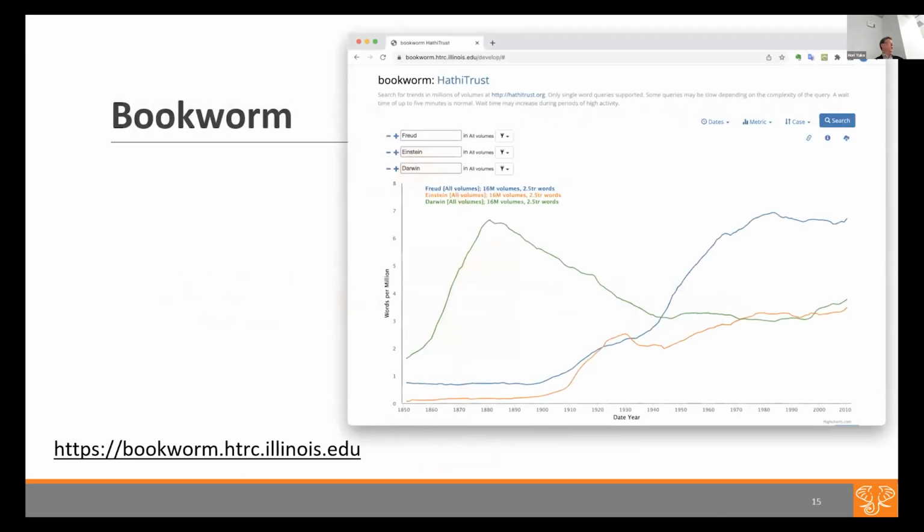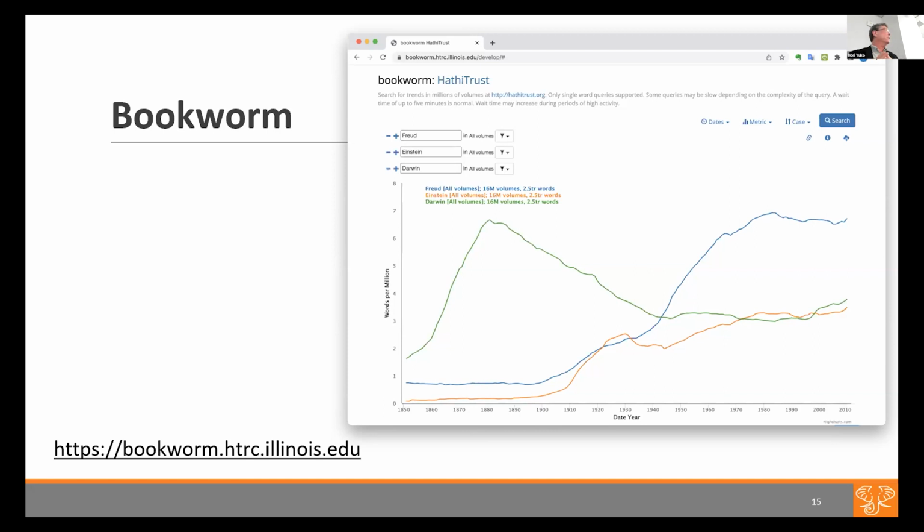We build tools that sit on top of our data. One tool that you might have fun with is called the Bookworm, and the URL is right there. You can go there right now and play with it. It is a tool that counts the occurrences of words over time. And we added a new feature to it using the catalog records.